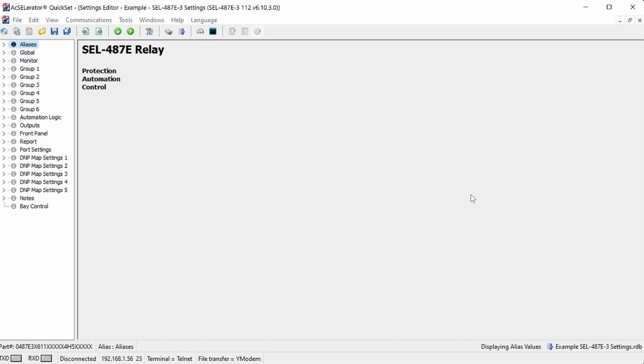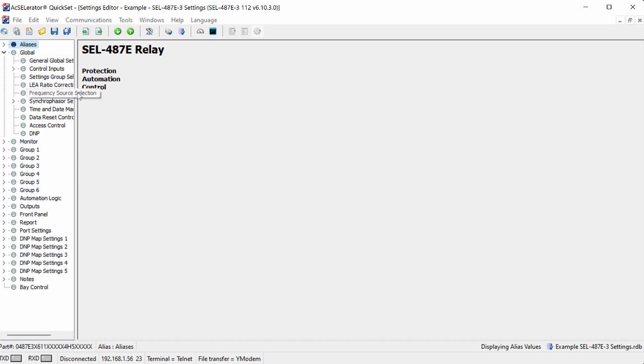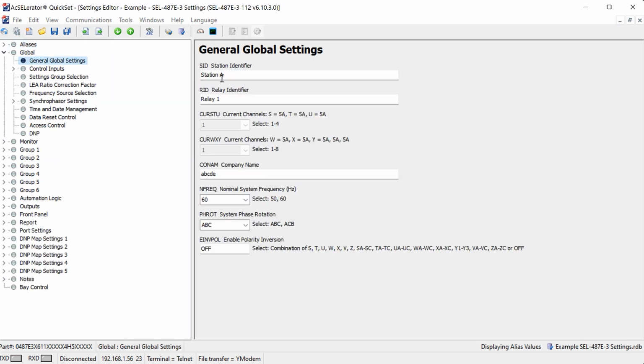All right, so again, these are all default settings. And there are a few settings here that I need to define first. Let's first go to global over here, and let's go to general global settings. These are just general information. I'm just going to fill that out just as an example. So we're going to call this an example station, and then this is going to be a substation transformer. And the nominal system frequency for this example is going to be 60 hertz, just a typical frequency for the power system in the US.